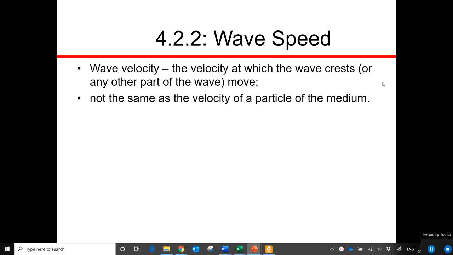And so it's not the same as the velocity of a particle in the medium. So remember, the particles in a medium just go up and down with the wave. They don't travel forward. The wave doesn't carry particles with it. The wave is carrying energy. So when we talk wave speed, we're talking about how fast that energy is being transferred from one location to another. There's a couple of ways, two ways to calculate the speed of a wave.